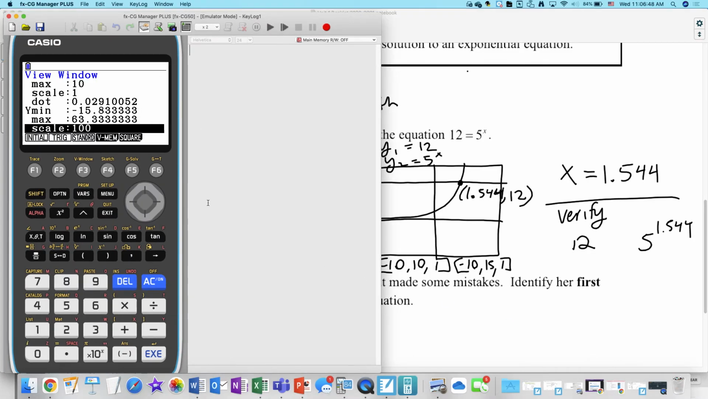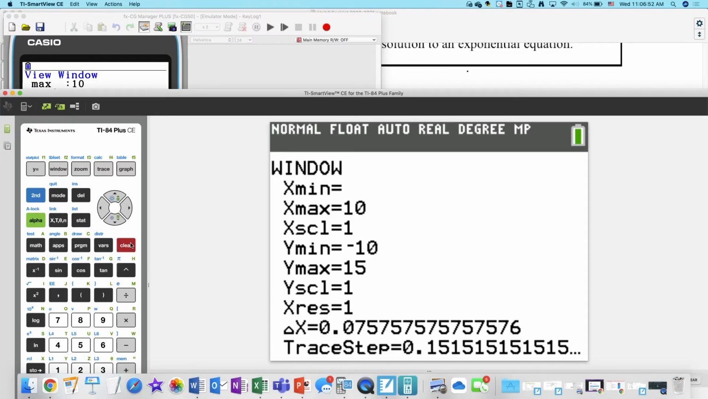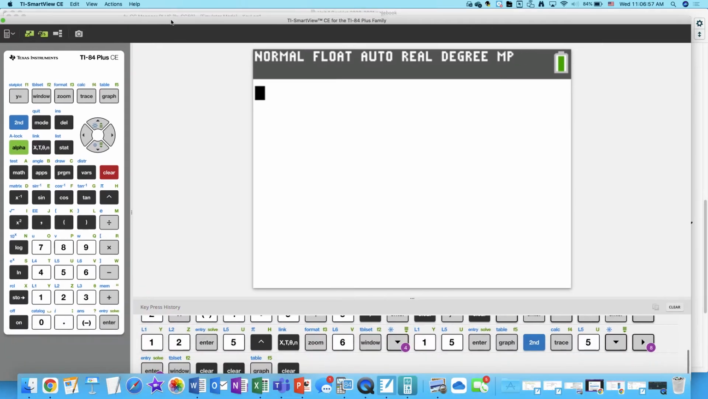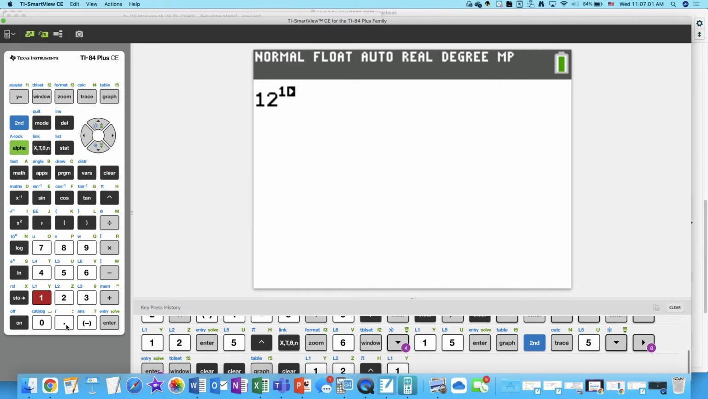Okay, there we go. So if I go 12 to the power 5 to the power 1.544. Okay, it's not exactly 12, but it's pretty darn close. Not exactly 12 because I did round.